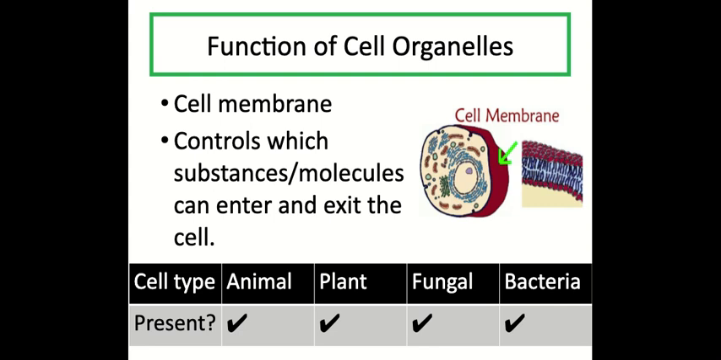Our second organelle that we're going to learn the function of is the cell membrane. So the cell membrane, if you remember correctly, looking at the bottom, is present in all 4 types of cell that we've looked at. The job of the cell membrane is it controls which substances or molecules can enter and exit the cell. So that's the exact definition you want to say if you're asked for the function of the cell membrane. So controls which substances or molecules, you can say either, there's a slash in between those two, can enter and exit the cell.